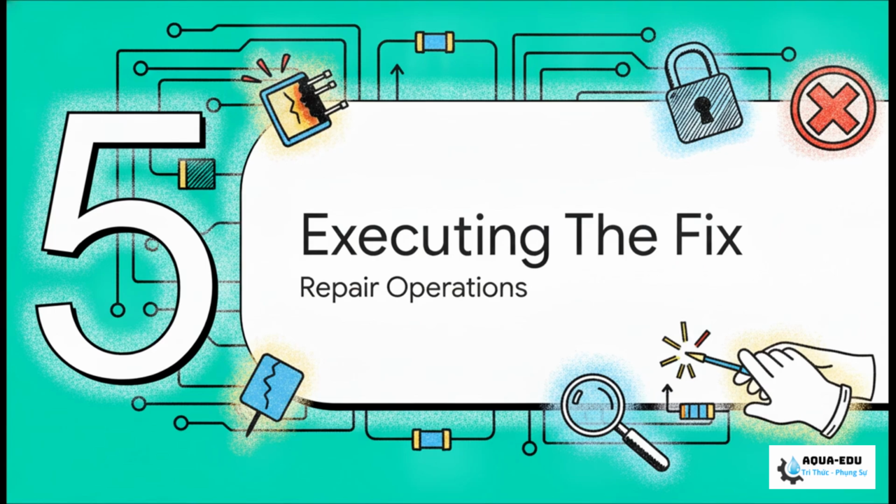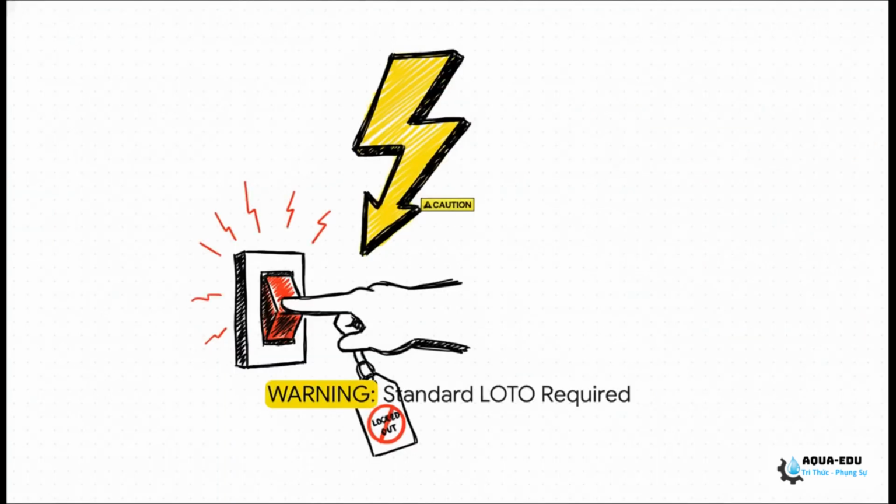Part 5. Executing the fix. Now, before anyone even thinks about grabbing a wrench or screwdriver, here is a non-negotiable safety warning. The electrode wiring inside these module junction boxes runs at high voltage. It is a severe shock hazard. You must confirm that AC power is disconnected and completely locked out, following your standard lockout-tagout procedures. This isn't a suggestion, folks. It's how we stay alive on the plant floor.